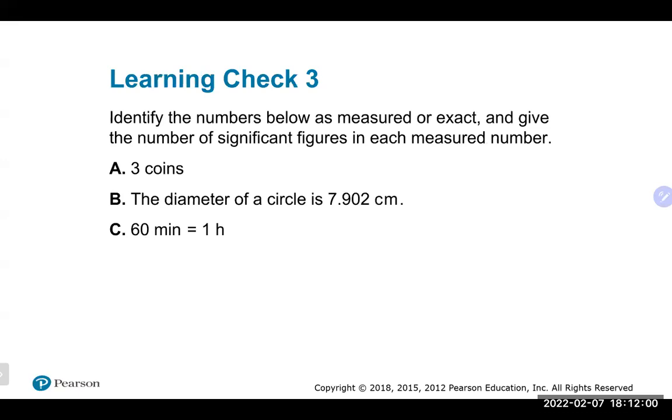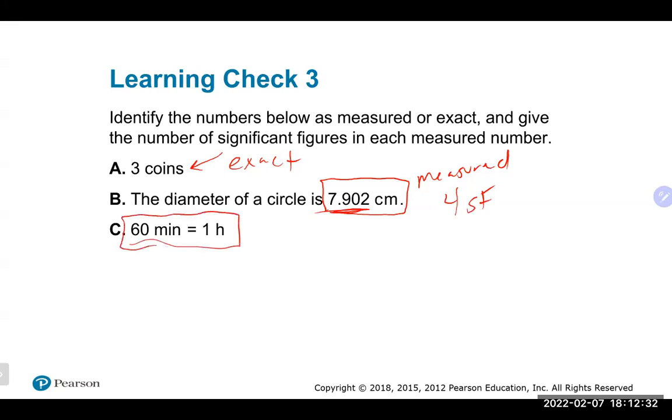All right, so let's take a look at each of these and decide: are they measured or exact, and give the number of significant figures. If we have 3 coins, that would probably be exact, which means we have as many sig figs technically as we like. Diameter of a circle is 7.902 centimeters. That is measured, which means it does have 4 significant figures, all of those being significant. 60 minutes is 1 hour. It is exact. Again, it could have really as many sig figs as you want.